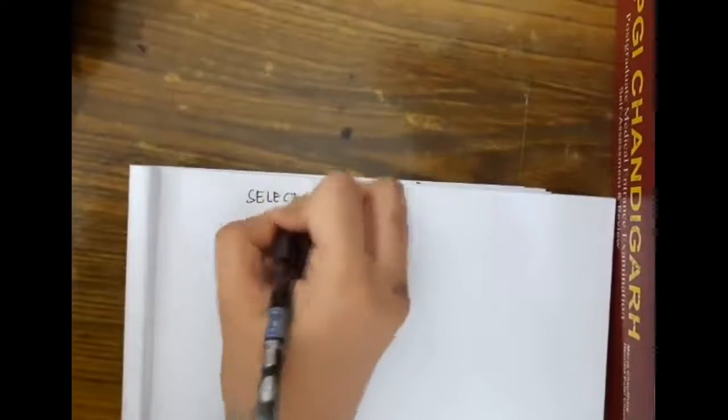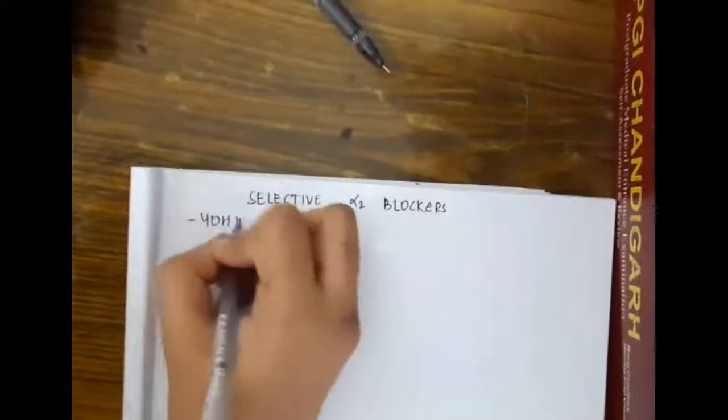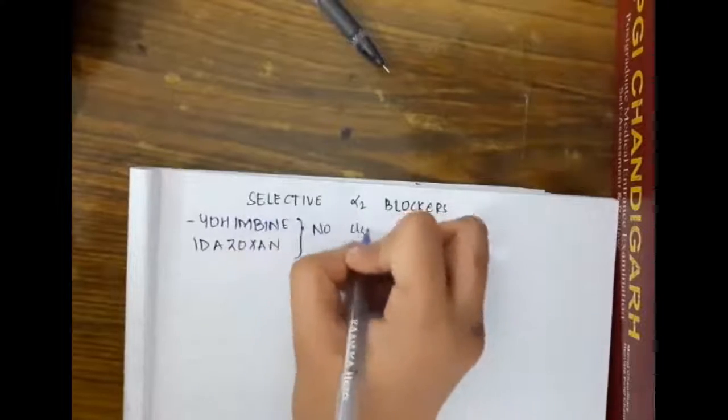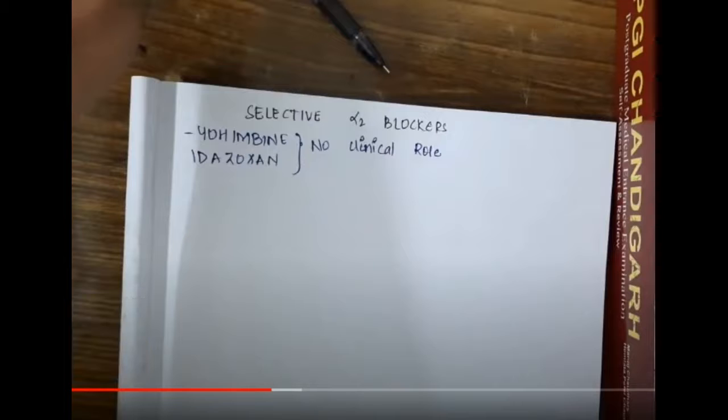Then the second group of drugs are selective alpha 2 blockers. The selective alpha 2 blockers include yohimbine and idazoxan. These two have no clinical role. So these are the important alpha blockers.